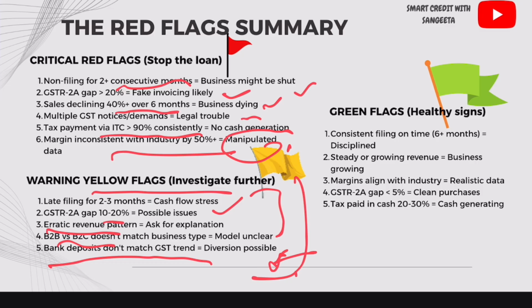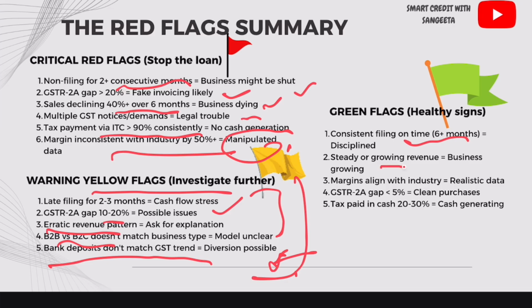Now, let's quickly go to green flags. These are the healthy signs. If these signs are there, just go ahead with the process from my side. So, if the customer is consistently filing his return on time for more than say 6 months, that clearly shows the customer is disciplined about his financials.